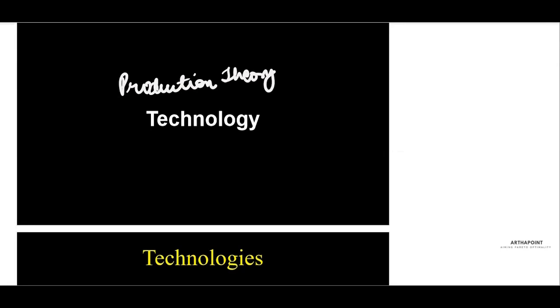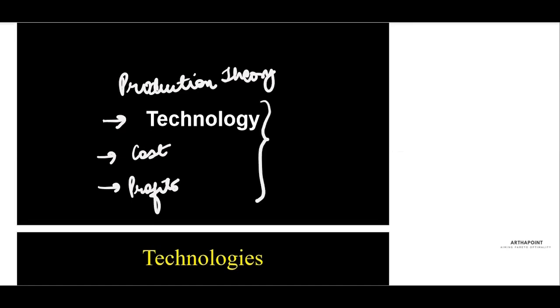Now, there are going to be various parts to production theory. The first being technology. Then we are going to talk about cost. Then we are going to talk about the profits. These are ideally the three main things that we are going to do. This would be purely for now related to only perfect competition.